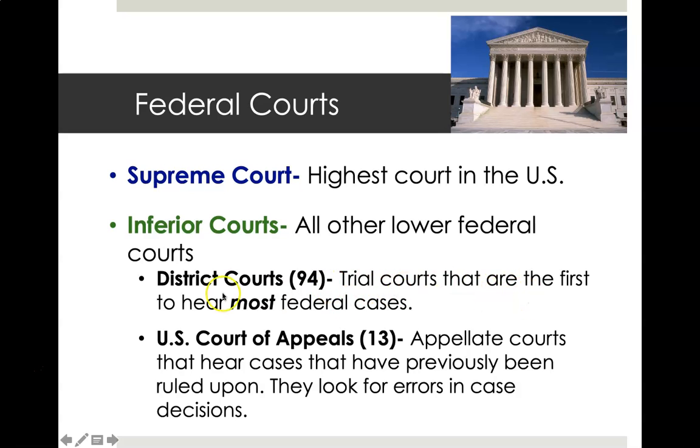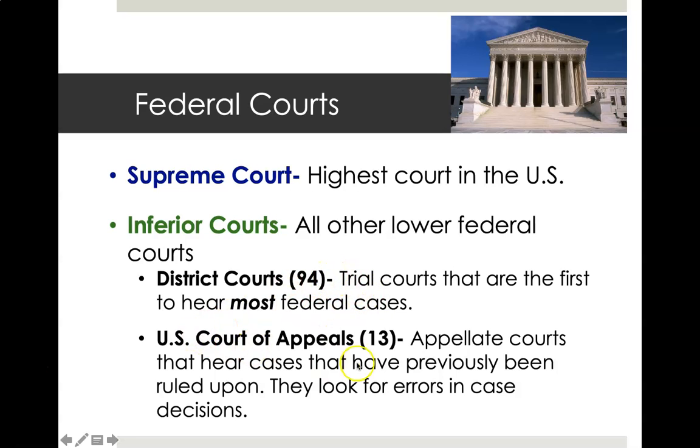They are trial courts that are the first to hear most federal cases. And I know you hear the word trial courts and you're thinking, well, I thought that was just a state thing. No, all federal decisions. Think about these have to do with things like the Constitution. They have to do with laws. They have to do with, let's say, some sort of conviction that was actually across several states. Those are the kind of cases that these federal courts will actually hear.